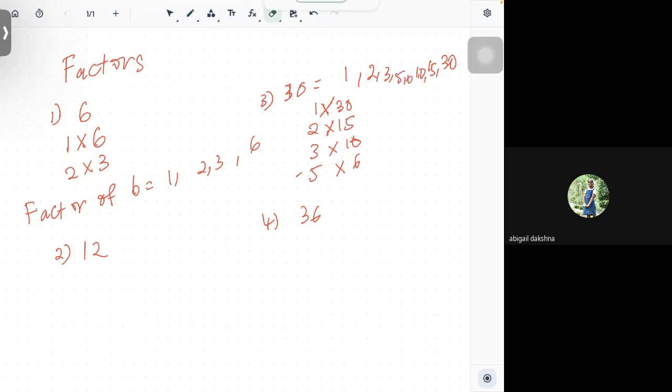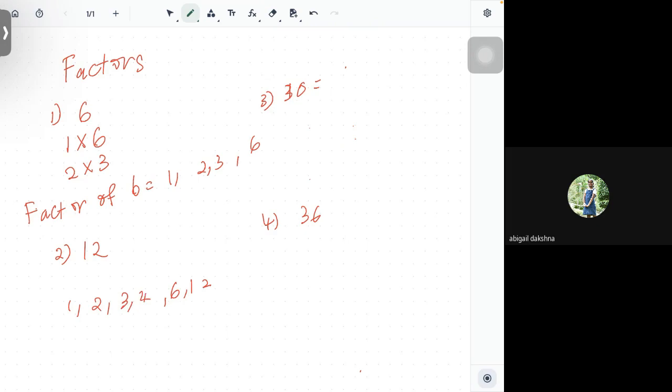Okay. For 12: 1, 12, 2, 6, 3, and 4. These are the factors for 12. And then for 36: 1, 36, 2, 18, 3, 12, 4, 9, and then 6.